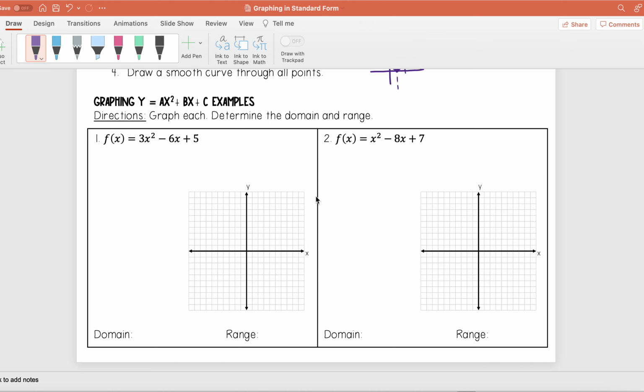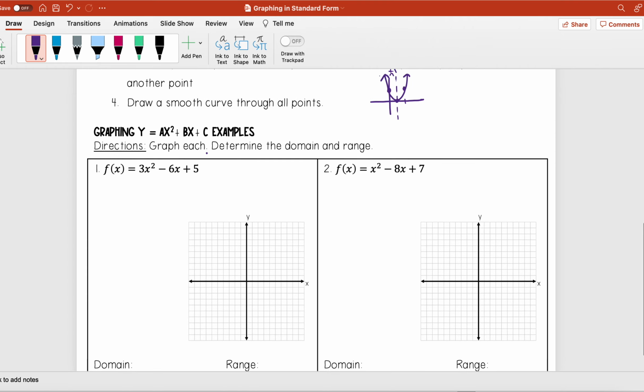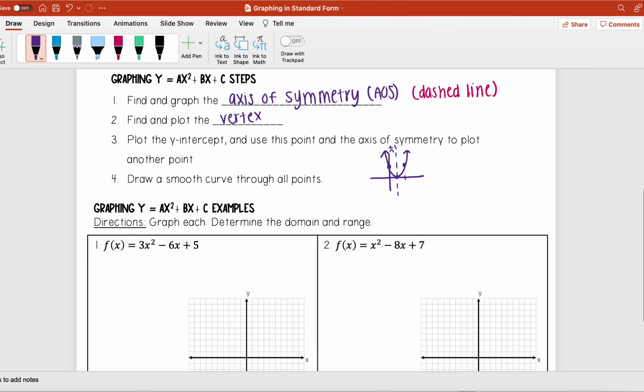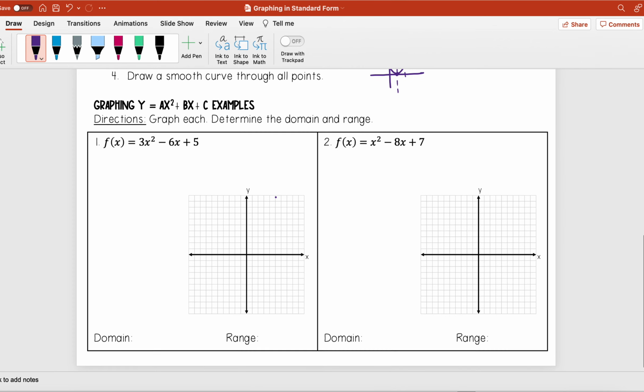So for these first two examples, we are going to graph both of these, and then we're going to determine the domain and range. So I have the function f of x is equal to 3x squared minus 6x plus 5. My first step is to find and graph the axis of symmetry.